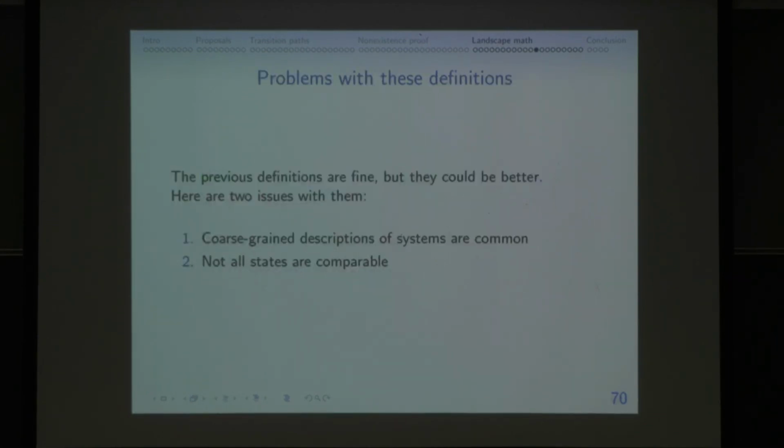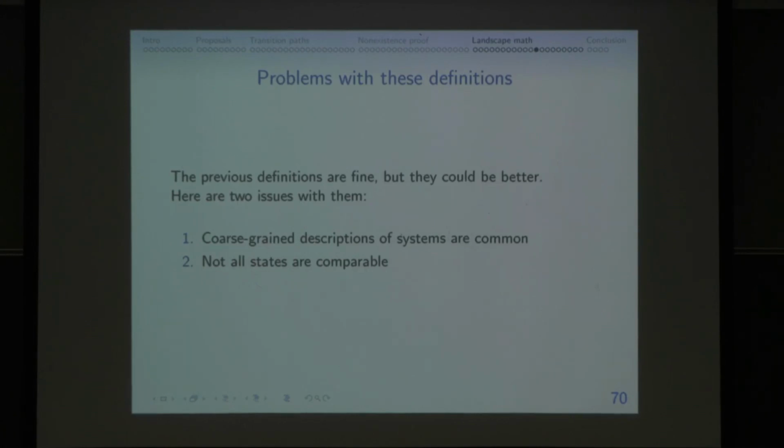Anyway, running low on time, so let me go past this last section here. Let me just say that the definitions that I gave you, which I put the naive tag next to, could be better. And they could be better for two reasons that I could think of. One is that, as you pointed out in the back, coarse grain descriptions are very common. We don't normally talk about the probability that I get to the deepest part of the well or something. We talk about the probability to get to the well at all, which is a group of states.